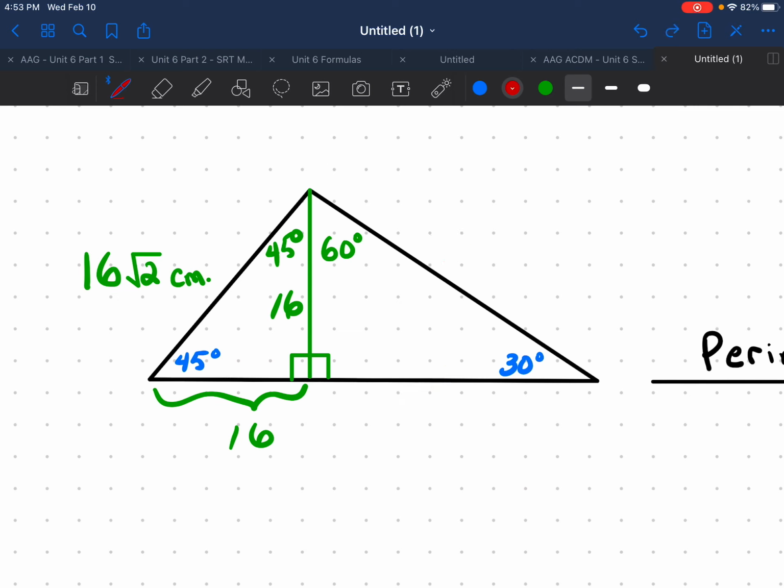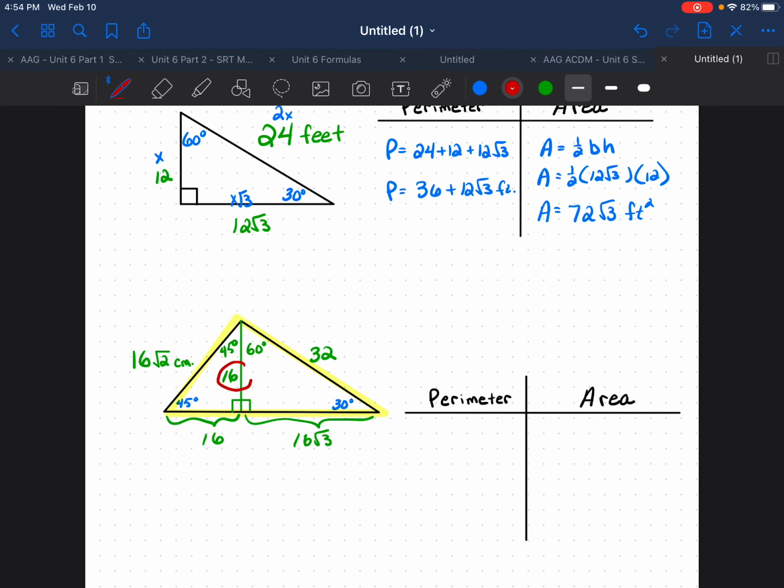If my short leg is 16, then I'm going to double it to get my hypotenuse, which is 32. And I'm going to multiply it by radical 3 to get the long leg. So that'll be 16 radical 3. We do not use 16 as a part of our perimeter, right? It's on the inside. Perimeter means the total lengths added up on the outside of a figure.